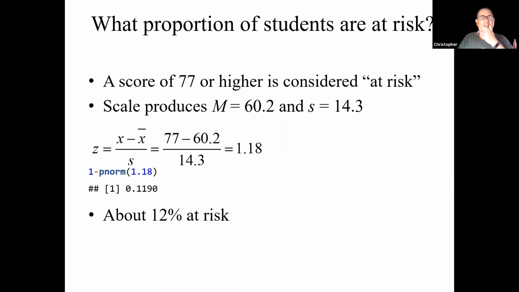The z-score for 77 comes out to 1.18. Once we have that z-score, we would take 1 minus pnorm of 1.18 to give us the area at 1.18 and above. And we see that that area comes out to 0.119. So about 12% of people who take this inventory are flagged as at risk.